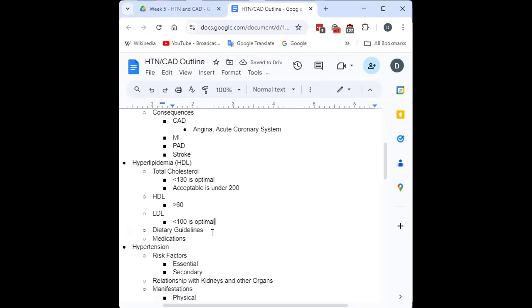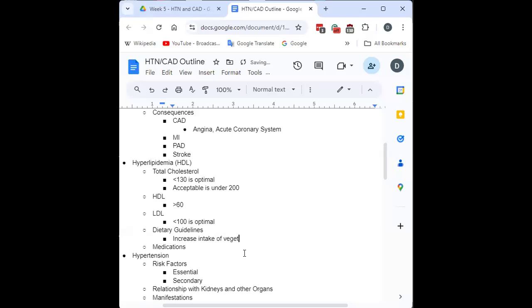Perfect. And just some general dietary guidelines that you can think about. A lot of teaching can be important here. Fruits and veggies, fiber can be good as well. So let's see. Think of fruit. Limit saturated fat.